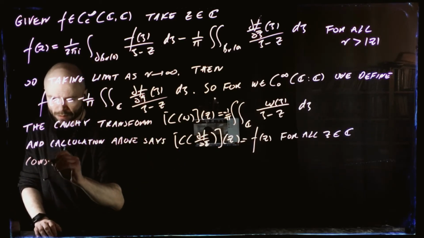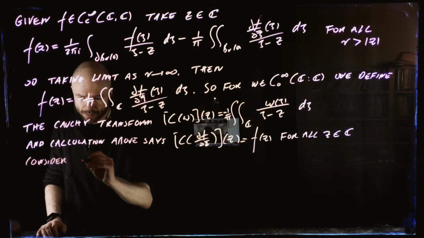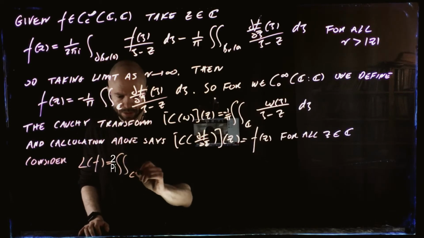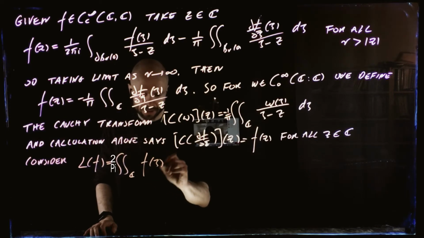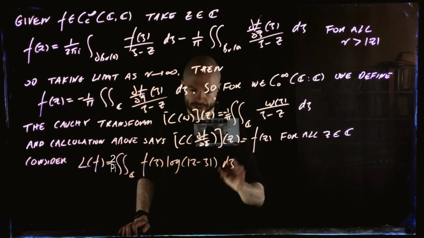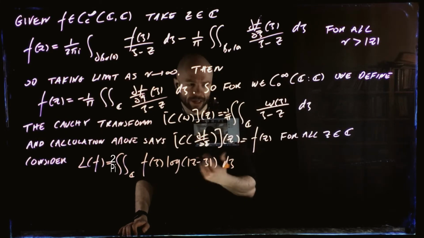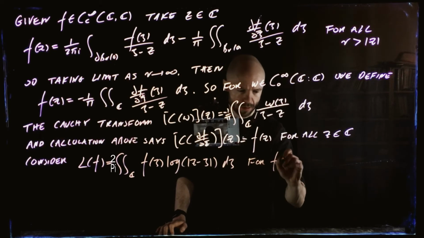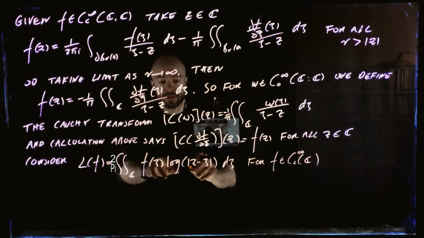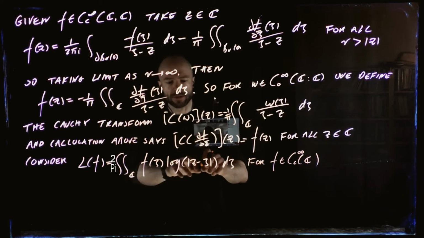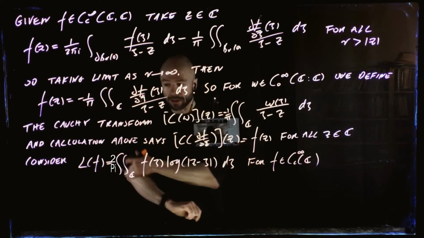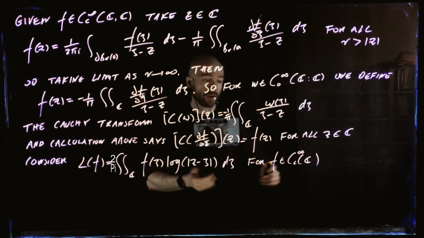So let's consider another operator, L of f, which is defined to be the double integral over the complex plane of f of zeta times log of z minus zeta, d zeta. Again, we're defining it for functions in C infinity with compact support in the complex plane. And again, this makes sense. The logarithmic singularity blows up incredibly slowly at z, so it's easy to see that this is integrable. It has a finite integral. So this is a nice, well-defined operator.